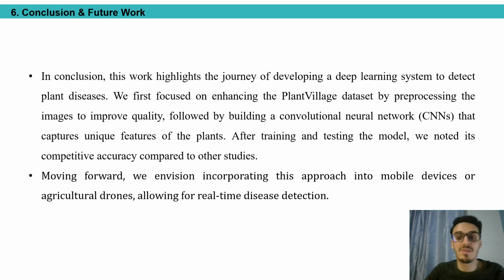So this work shows the steps to build a deep learning system for detecting plant disease. We improved the dataset by pre-processing the images and designed a convolutional neural network to identify disease features. Our model achieved a very high accuracy, better than similar studies.